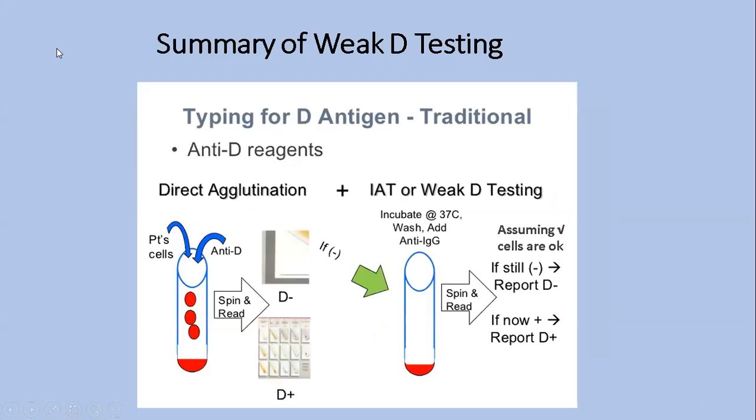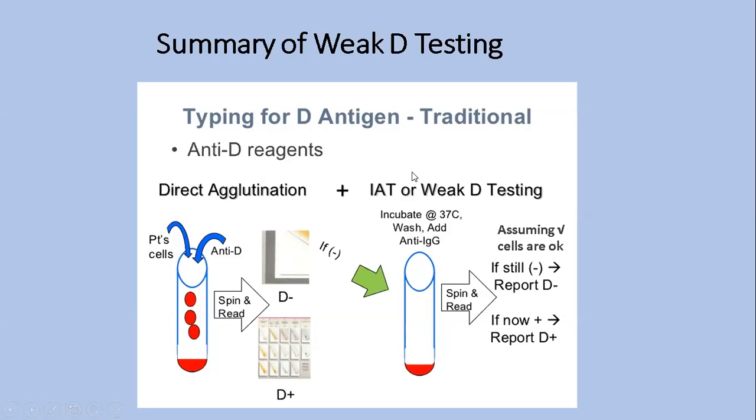So here's a summary slide, typing for D antigen. And so basically here we have our patient cells and anti-D in the tube. We spin and read, okay? If with our initial testing, the person was D positive, fine, we stop. There's no need to do any weak D testing. If, however, the tube was negative, a smooth suspension, we're going to move on to the weak D test, which is an application of the indirect antibody test.